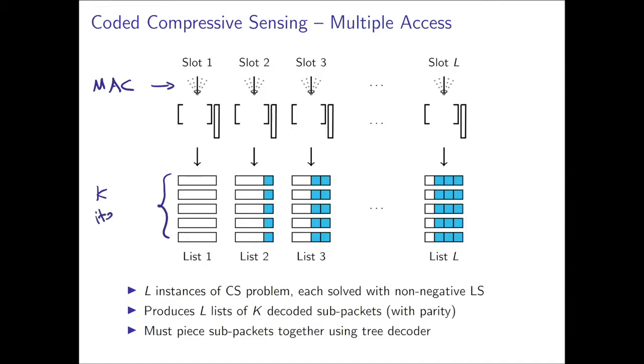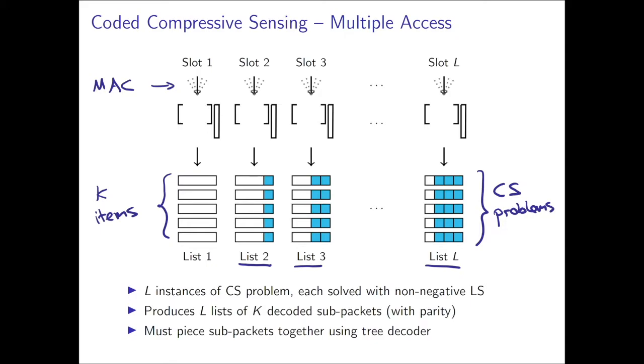From slot 2, we get the same compressed sensing problem with K1 sparse messages that are added up by the channel and recovered at the receiver, and so on for slot 3, 4, all the way up to the last slot, which we label slot L. So altogether, we have L instances of CS problems, and each can be solved using a standard compressed sensing solver.